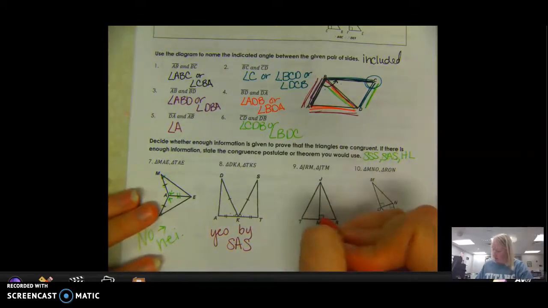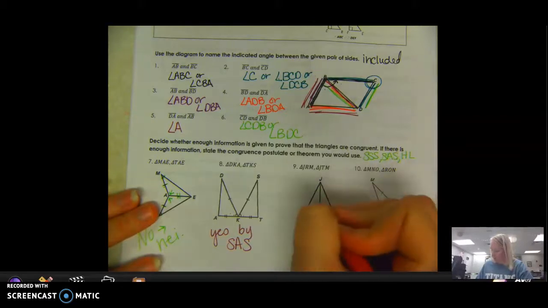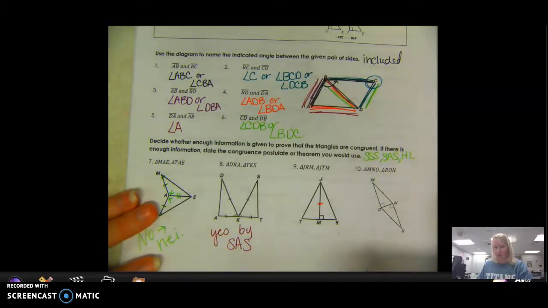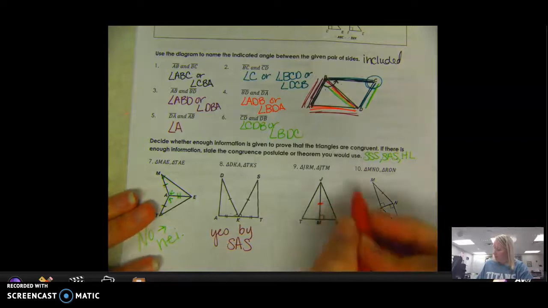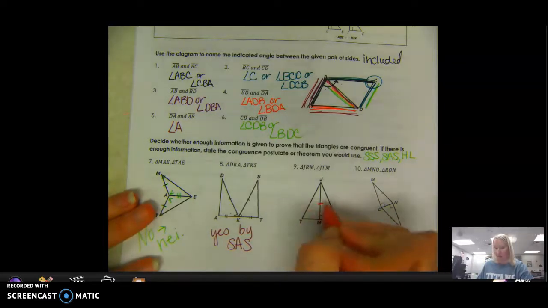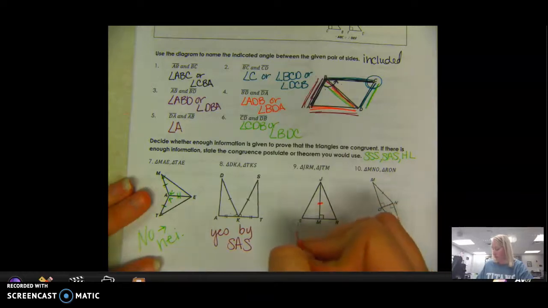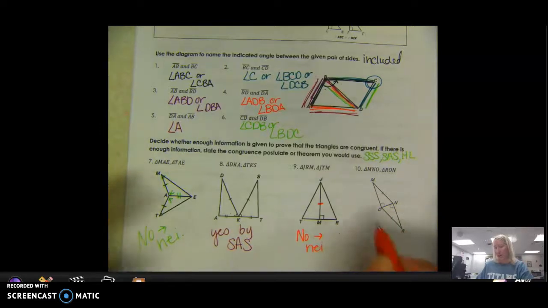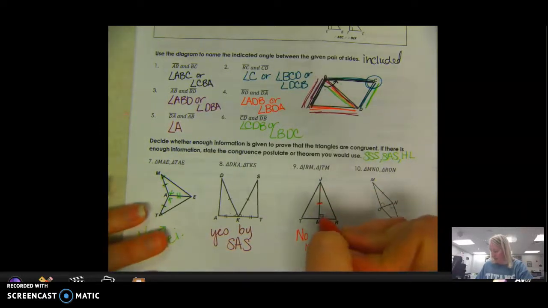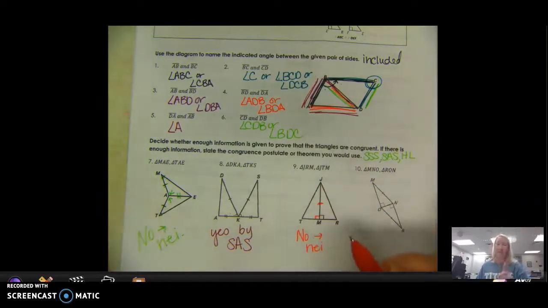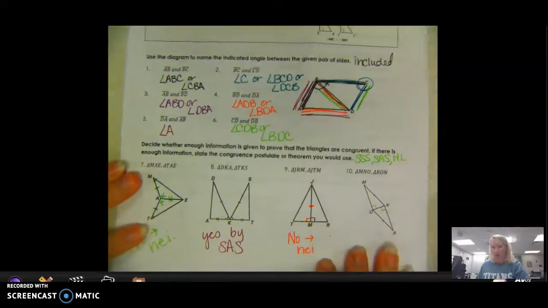Next one, I know this is a 90-degree angle, so it's a right triangle. I know that this leg is congruent to itself. We don't know any other side, we don't know any other angles, and we don't know the hypotenuse for sure. So this would be no, not enough information. What I do have is a side, and I know that if that's 90, this is also 90, so I have a side and an angle. But two things does not work. I would need three things, and they would have to be in the correct order.